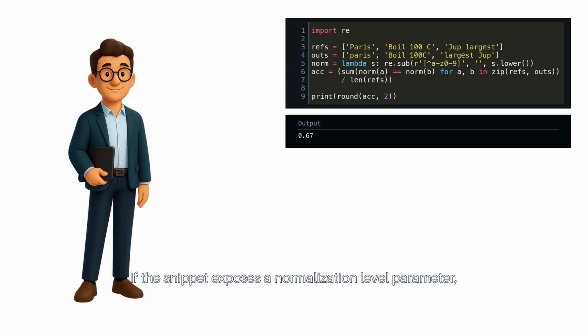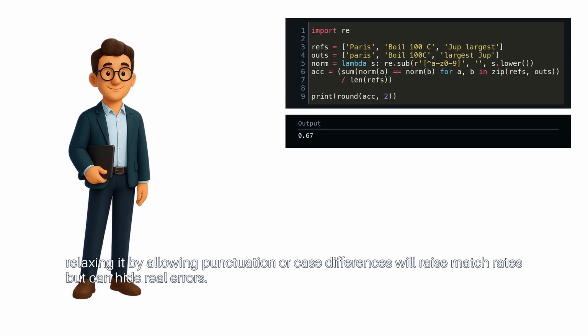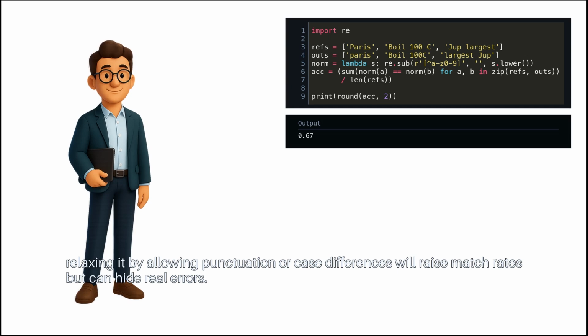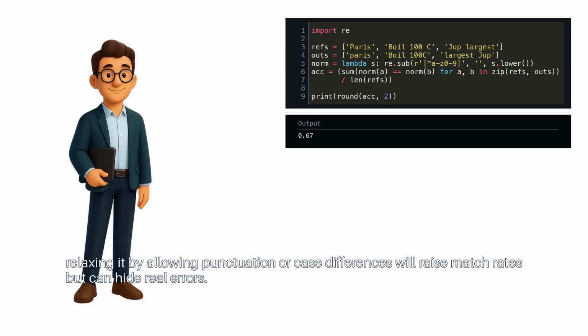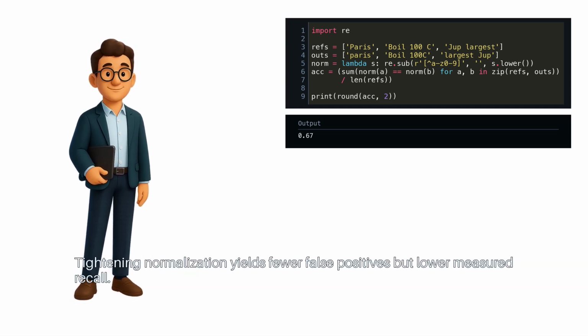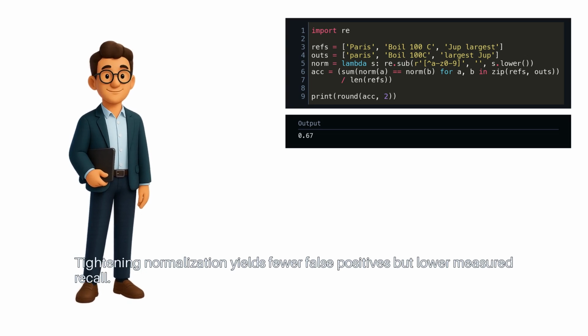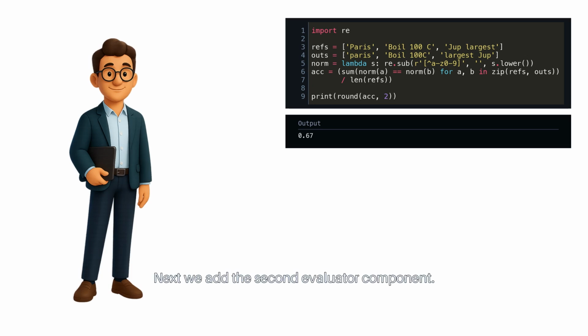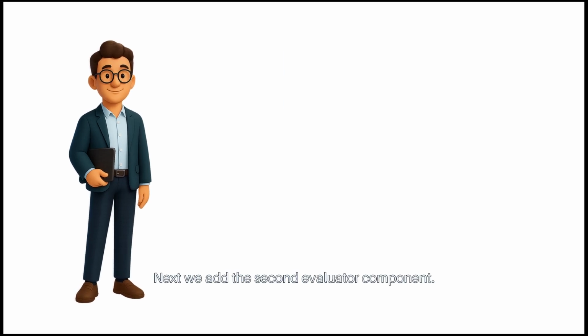If the snippet exposes a normalization level parameter, relaxing it by allowing punctuation or case differences will raise match rates but can hide real errors. Tightening normalization yields fewer false positives but lower measured recall. Next, we add the second evaluator component.